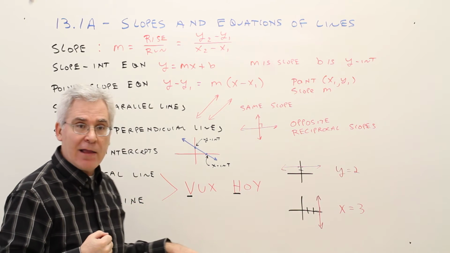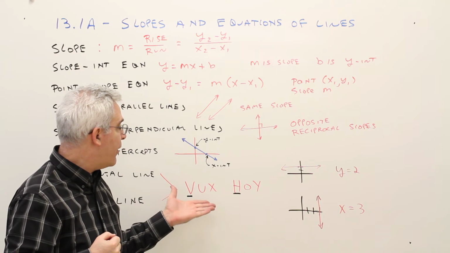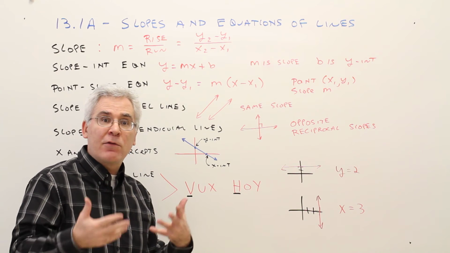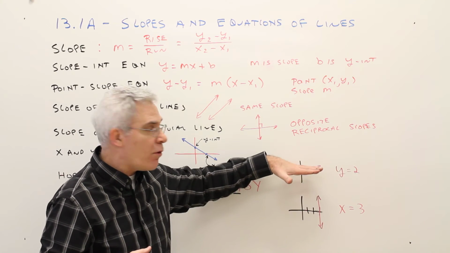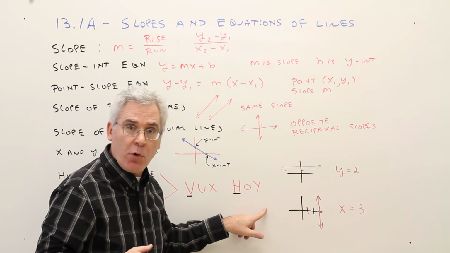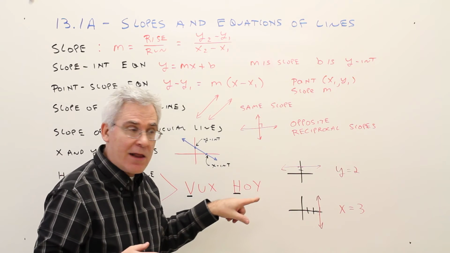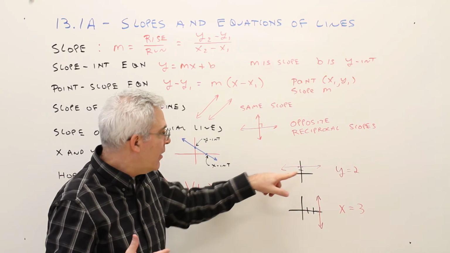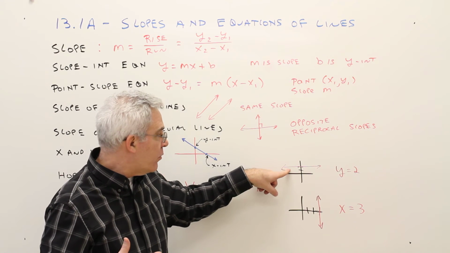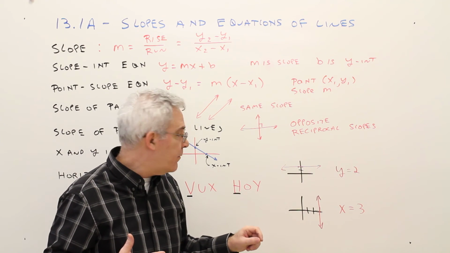Horizontal and vertical lines, you may recall the saying vuxhoi. This is just an easy way to remember the equations. So for a horizontal line, you use the word hoi, because H for horizontal, and then the equation will be y equals a number. In this case, y equals 2. The y values are always 2.